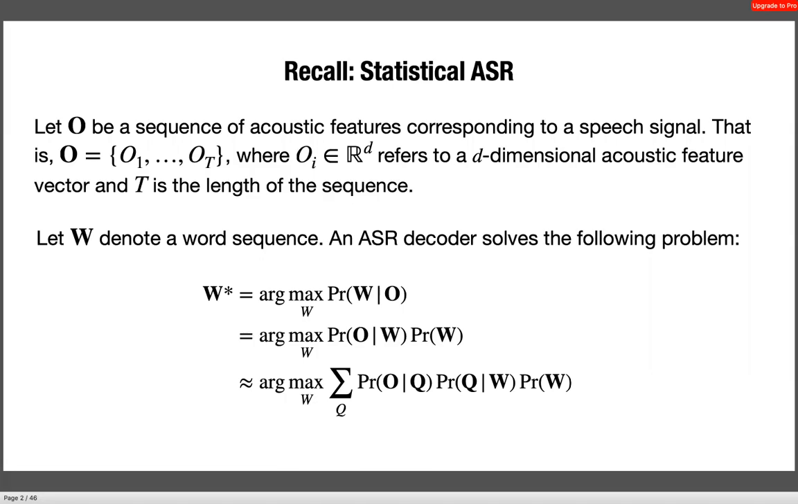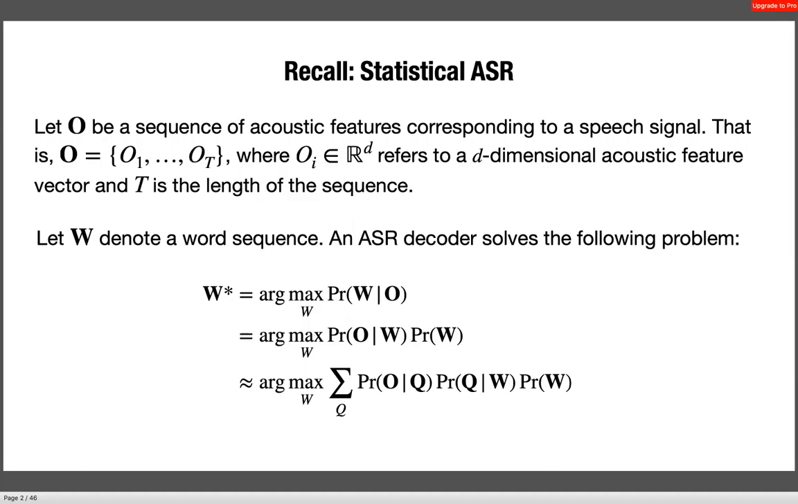Capital O refers to a sequence of acoustic feature vectors and corresponds to the speech signal. So you take your speech signal, break it up into small segments of speech, which are referred to as speech frames. Each speech frame is typically 10 to 15 milliseconds of speech. And now you have a capital O, which is a sequence O1 to O capital T, where T is the number of speech frames in your speech signal.